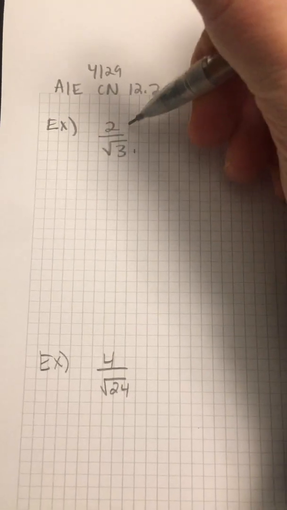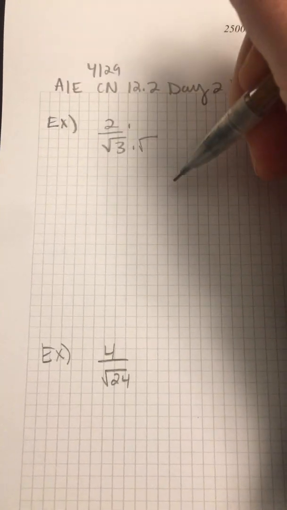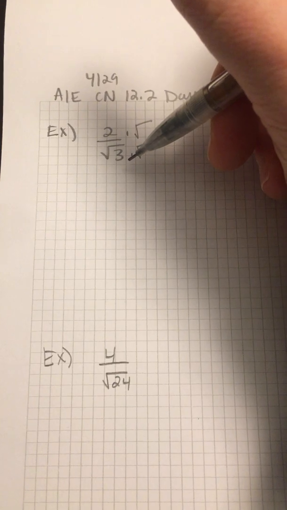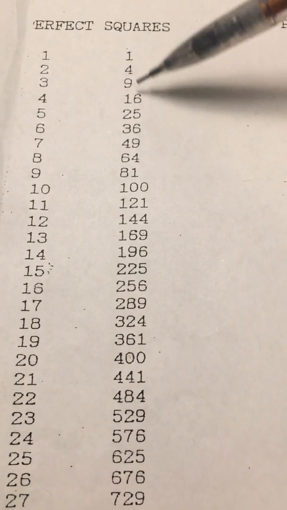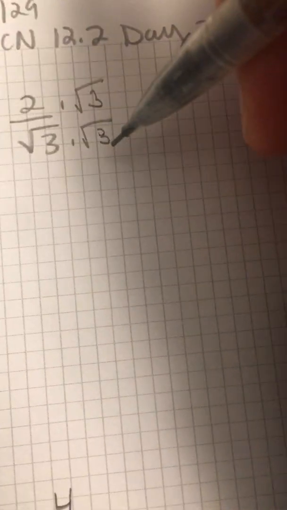So I'm going to multiply the top and bottom of this problem by a root that's going to make this one perfect. And so it makes sense to me to use 3. I want to get one of these numbers. 3 times 3 will get me 9. So I'm going to use root 3 times itself. 3 times 3 is 9.